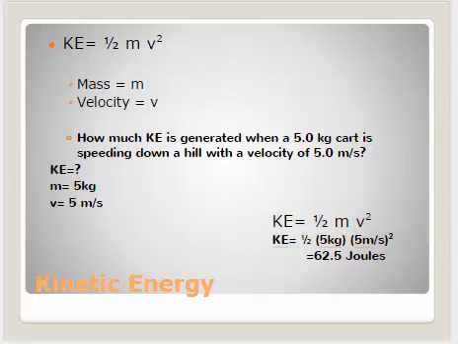Now you must put this into your calculator carefully. If you have a graphing calculator, take advantage of the parentheses. If you don't have parentheses with your calculator, you might want to break this down into pieces. Go ahead and square your velocity first. 5 to the second should give you 25. Now multiply that by 5 for the kilograms and hit enter. Lastly, multiply this by 1/2 or by 0.5. You should come up with 62.5 joules.